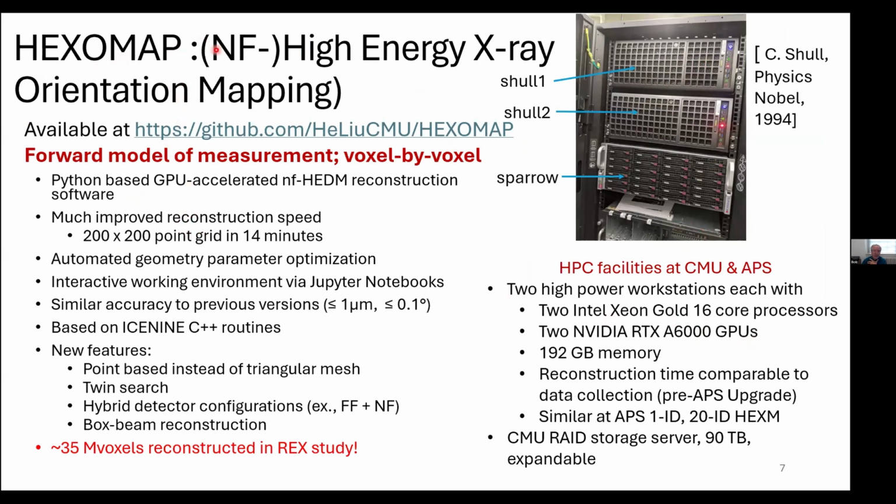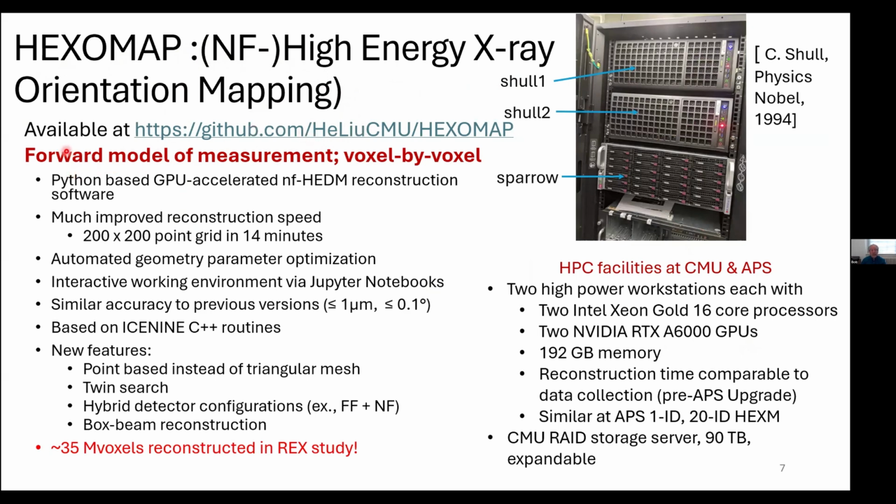So Hexamap is the name that was generated for the current version of our software. It stands for High Energy X-ray Orientation Mapping, and it's sitting on GitHub. It's available. Most people feel like they need a little help getting started with it, but that's not too surprising.